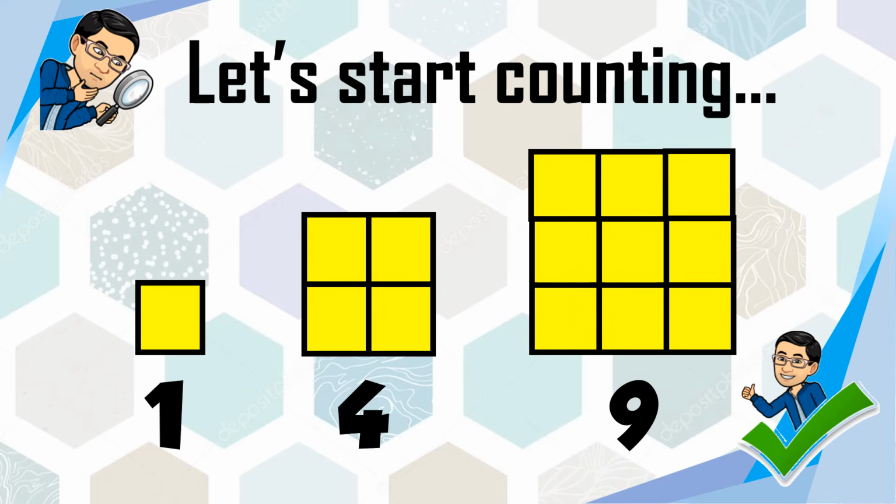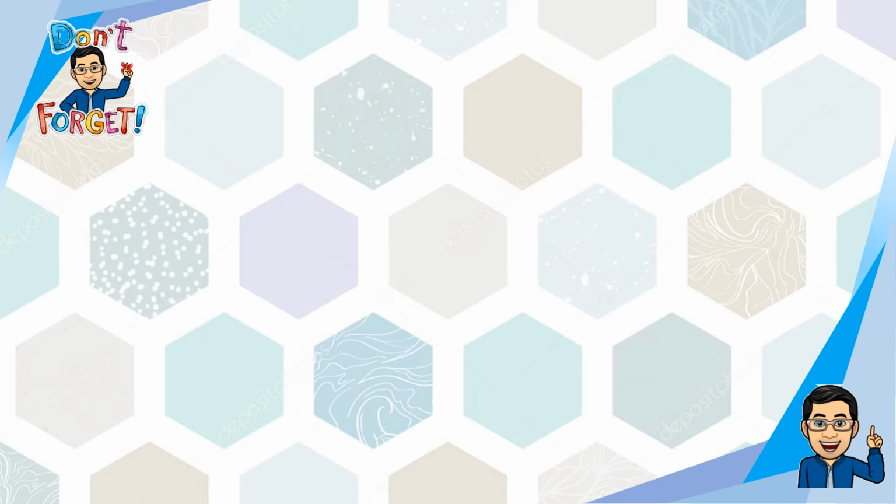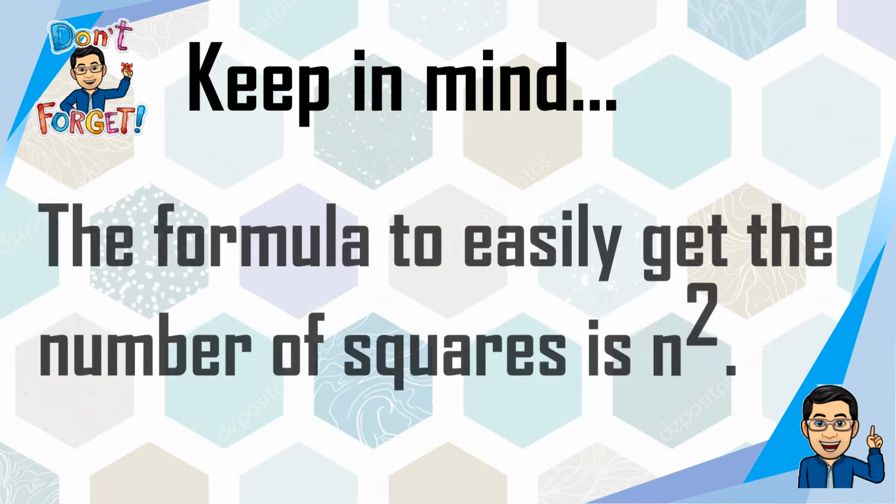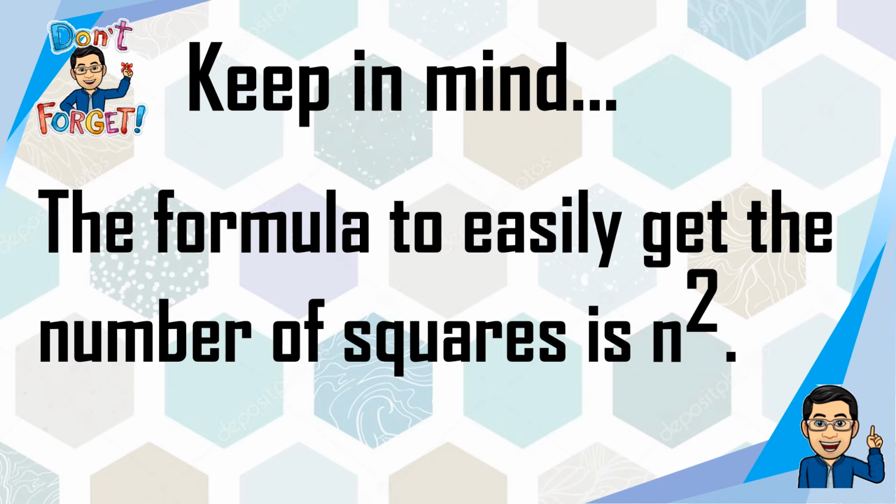So, kung ganito, what if naman si teacher, tinanong ka niya, ilan ang total number of squares kung 100 by 100 ang sukat niya? Okay, so 'di ba? Napakatagal nun kung i-drawing natin. So ang pinakamadaling paraan ay ganito. So keep in mind. So the formula to get the number of squares is n squared.